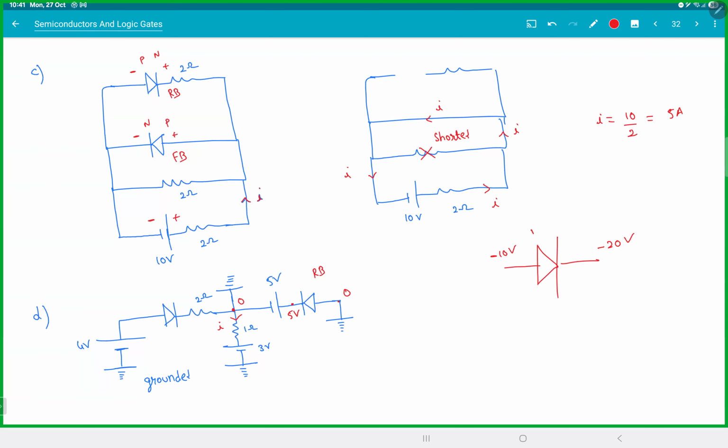The voltage of P type must be greater than the voltage of N type, isn't it? Minus 10 is greater than minus 20. This is in forward bias. Don't look at minus and plus signs. Higher potential, lower potential, isn't it? Voltages are always relative. So this is reverse bias.